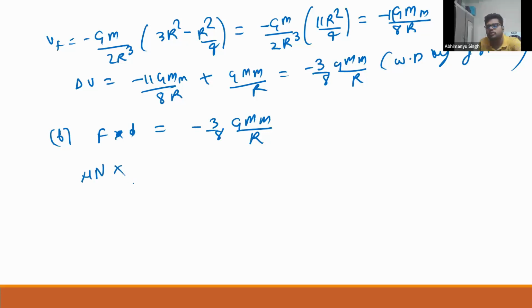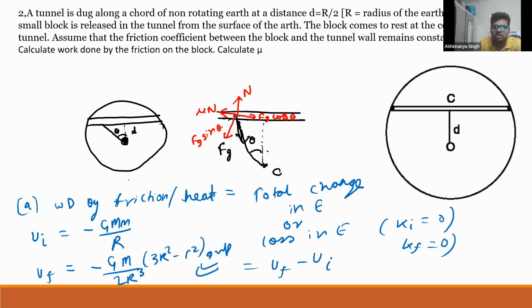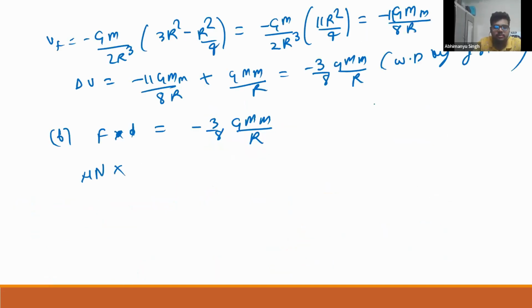And what is the distance moved? What is the total displacement? You can do the geometry. N is along this direction, and the displacement along this direction is r, this is r by 2. So this comes out to be r square minus r square by 4, that is 3 root 3 by 2 r. The work is 3 by 2 r times the force, which is equal to minus 3 by 8 GMm by r.